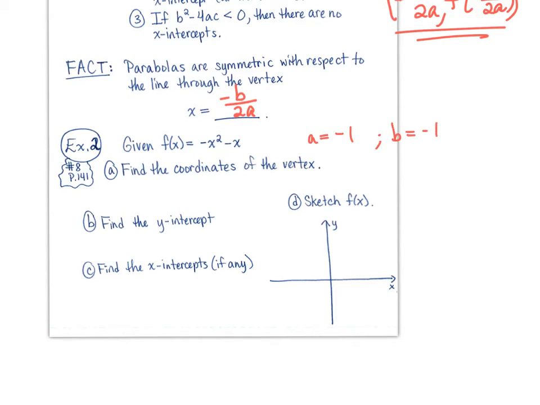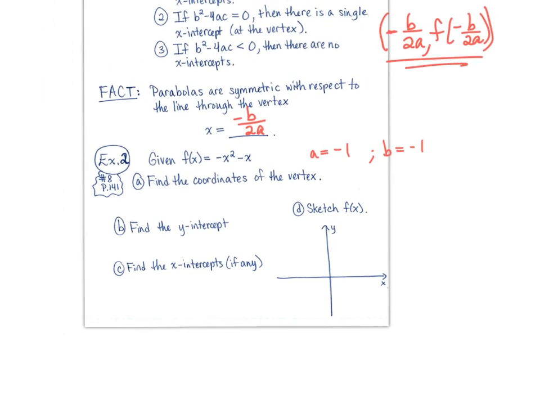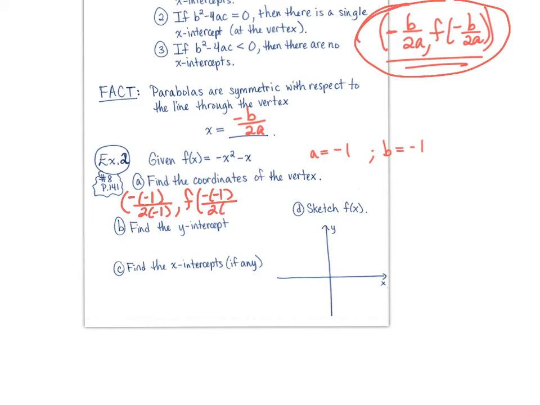So the coordinates, remember, we find using this here. We find the coordinates of the vertex. So negative b over 2a gives us negative 1 over 2 times negative 1, comma, f of that, which means negative times negative 1 is 1, divided by 2 times negative 1 gives us a negative 1/2, right? So our coordinates will be negative 1/2, comma, f of negative 1/2.